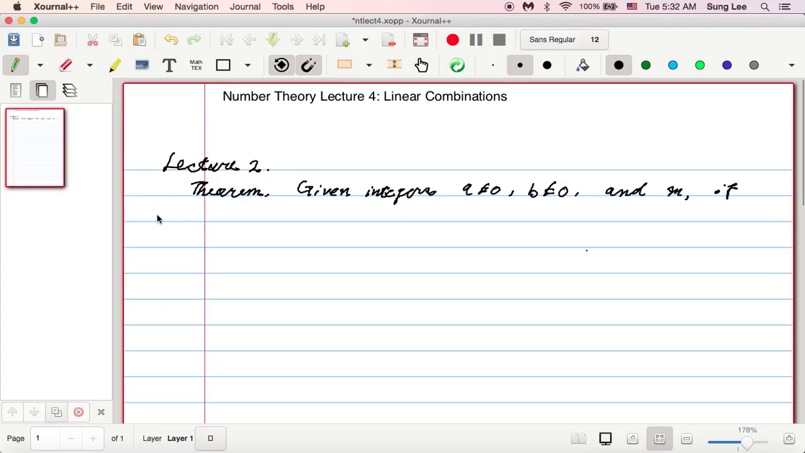If a divides m and b divides m, in other words, m is a common multiple of a and b, then the least common multiple of a and b must also divide m. Okay, so let's prove this.